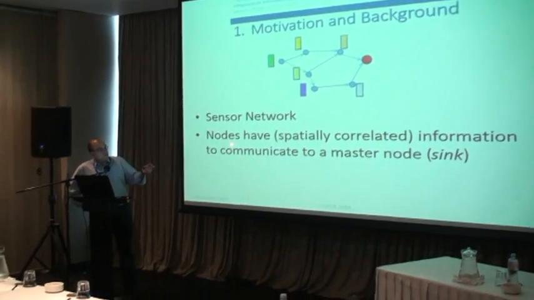So the idea is that all the nodes have information to communicate to the sync. So each of these blue nodes wants to communicate something to the red node, and this information is typically spatially correlated.